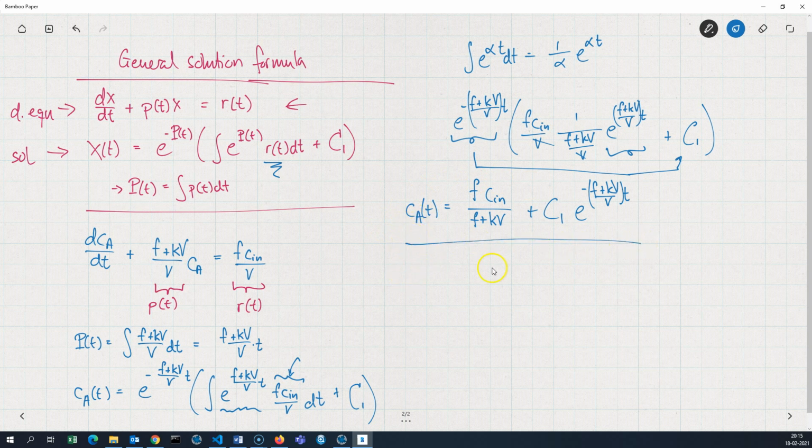If I'm looking for a particular solution, I have to specify initial conditions, ICs, and let's just choose a very simple one. At time 0, there is no concentration. The concentration is 0. There's no amount of substance inside the tank to begin with. And if we use this condition, what we get is, I should put an A here. What we get is f c_in over (f plus kv) plus C1 times e to the power of this constant, and then I'm setting t equal to 0. Has to be equal to 0.